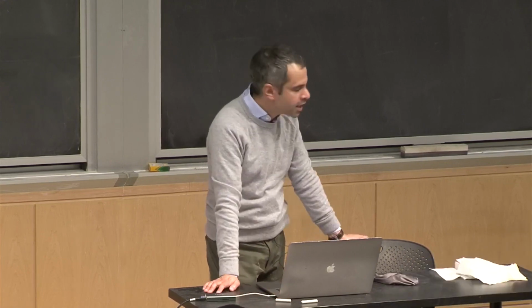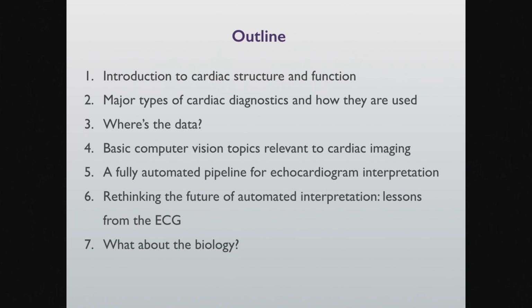So just a quick outline. Just going to introduce cardiac structure and function, which is probably not part of the regular undergraduate and graduate training here at MIT. Talk a little bit about what the major cardiac diagnostics are and how they're used. And all of this is really to help guide the thought and the decision making about how to bring machine learning, artificial intelligence into actual clinical practice. Because you need to give enough background so that you realize what the challenges are.